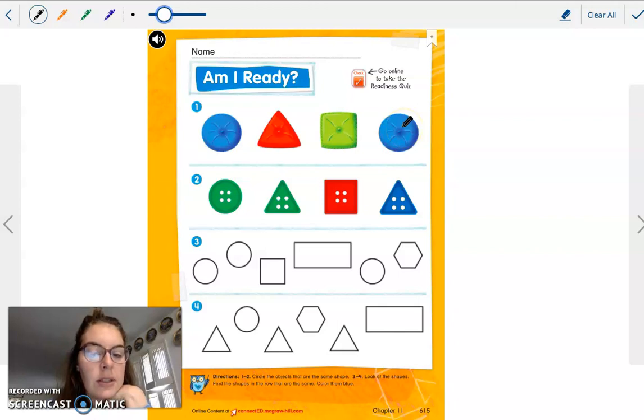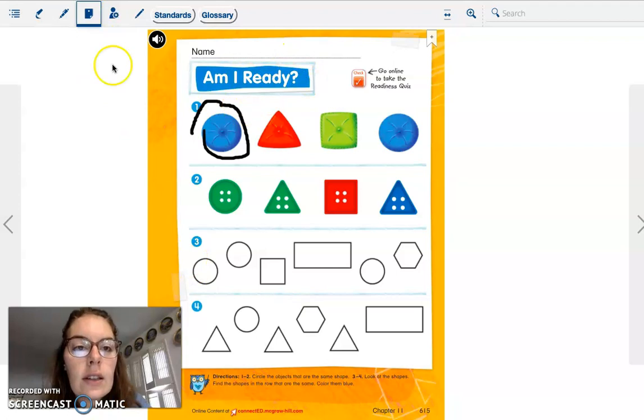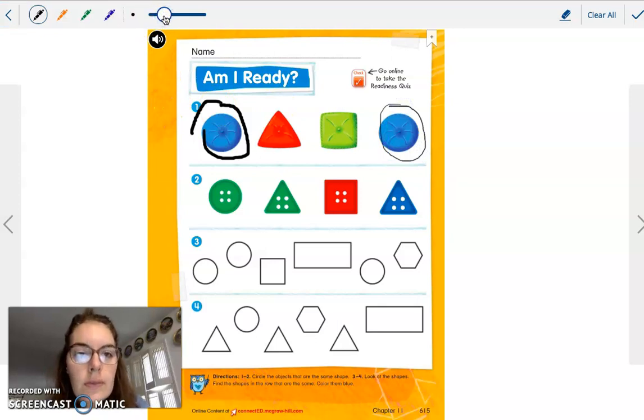All right, so we are going to circle the objects that are the same shape. Are there two triangles? Nope. Are there two squares? So we're going to circle the circles. Let's see if my pen will work. Okay, there we go. And there we go. Okay, so we have both of the circles circled. Great.